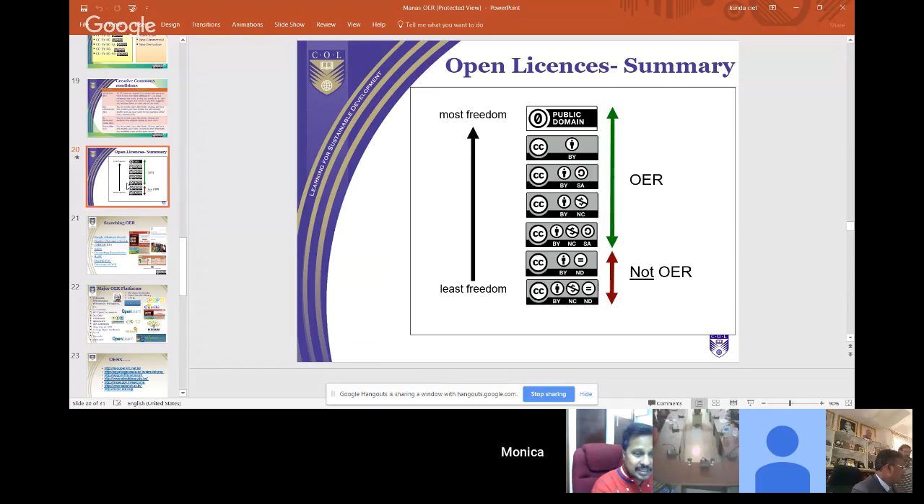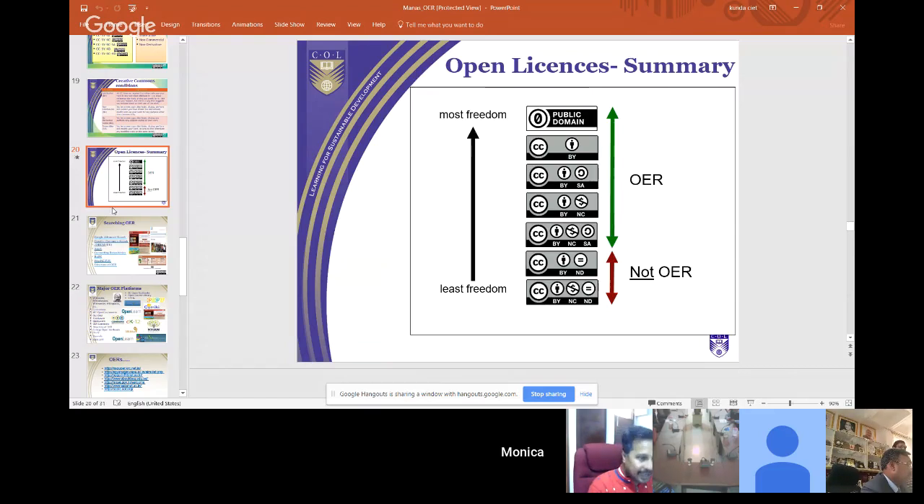Similarly, the last one is CC BY NC ND. NC means non-commercial. If you are using any other materials, you can copy them, download them, keep them with you, even share them with your classroom. You can distribute among the people. But you cannot sell this material on the market to get any kind of profit out of it. And you cannot change it or bring any kind of derivative out of it. So these are the different kinds of licenses recognized for open education resources.